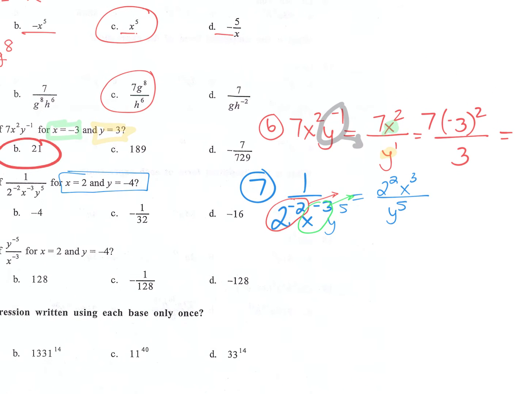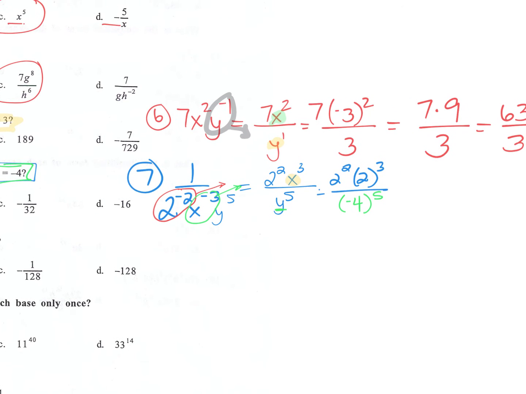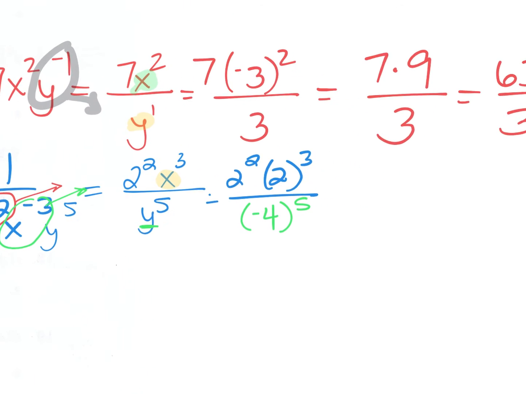So now I need to plug my numbers in. In this one, it's telling me that x is equal to 2. So I'm going to plug a 2 up there. So in the numerator, I've got my 2 squared and then 2 to the power of 3. It says that y is negative 4. So down in the denominator, it's going to be negative 4 to the 5th. Now I need to simplify this.